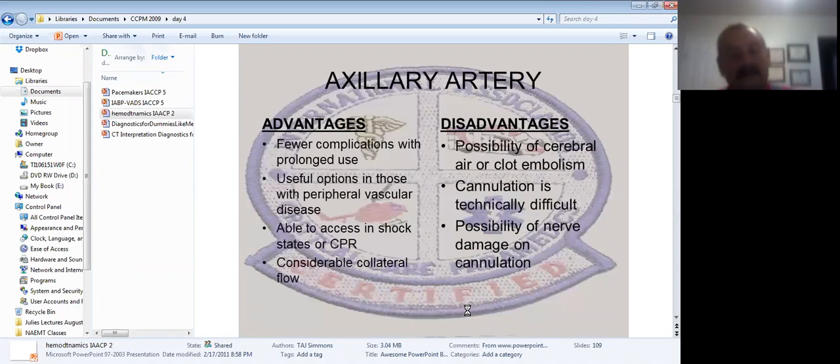And then the axillary site does not have a lot of complications with prolonged use. It is an option. Theoretically, you can use it in CPR states. There is considerable collateral flow, which is the reason at one time people talked about it a lot. The problem is that it's very difficult to cannulate. Again, you have to sort of gyrate the patient and gyrate the person doing the cannulation. There's the possibility of damage to the nerve on cannulation. And for that reason, you just almost never see this one done anymore.